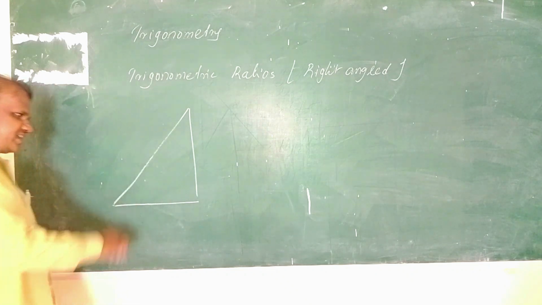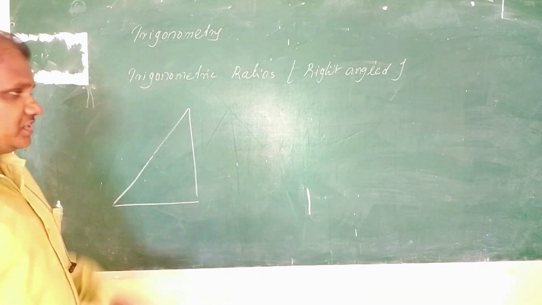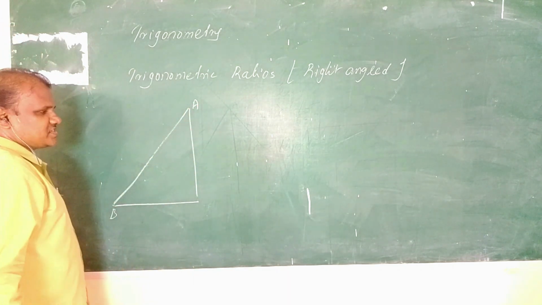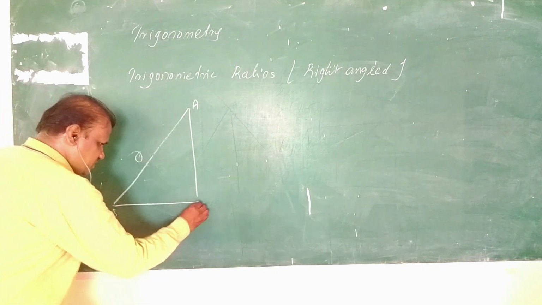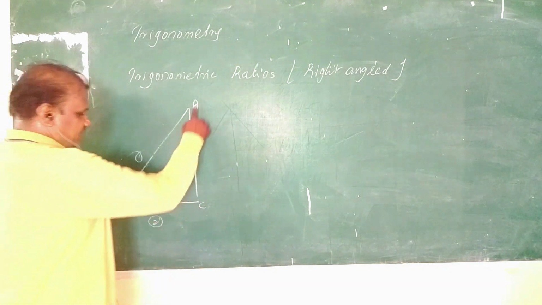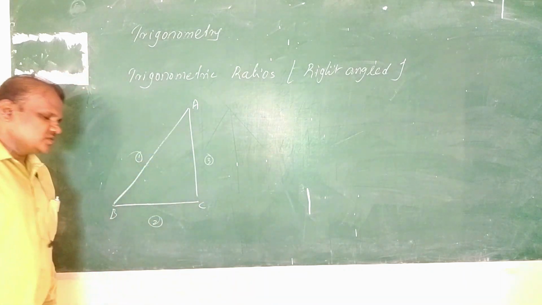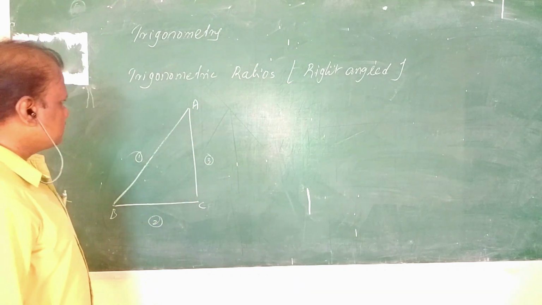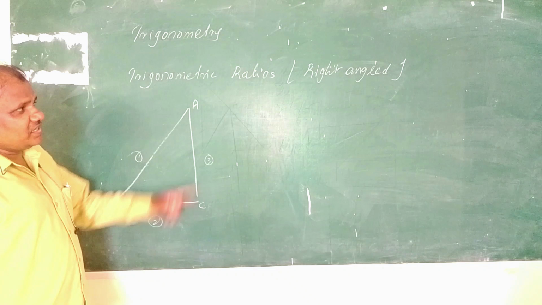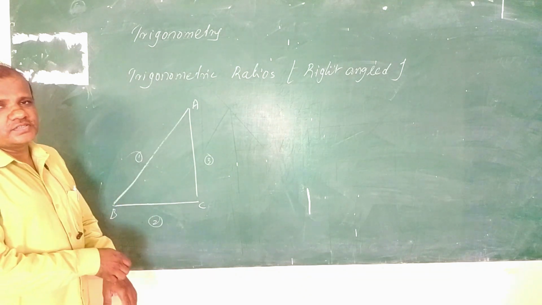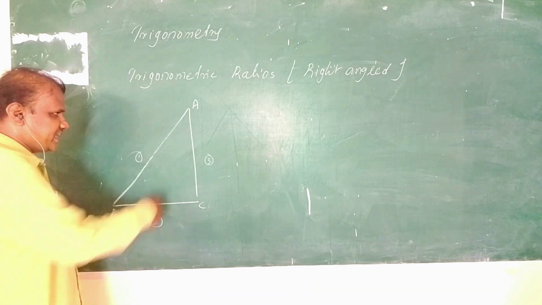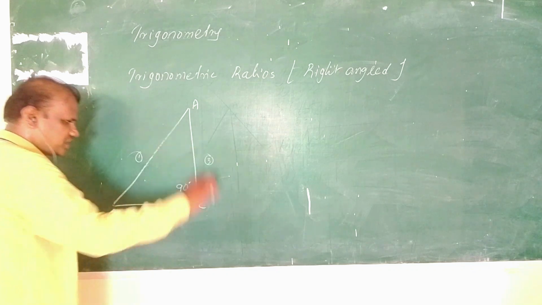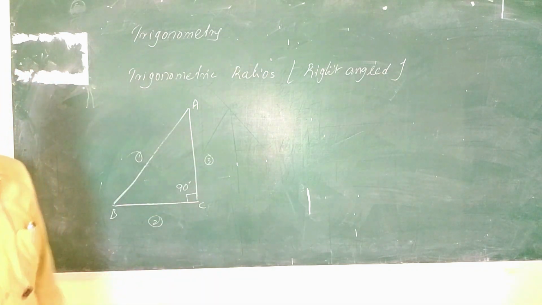What is meant by a right angled triangle? It is a polygon with three sides. AB is one side, BC is the second side, and AC is the third side. A triangle is a polygon in which we have only three sides. But a right angled triangle is a triangle in which two sides, AC and BC, are perpendicular to each other. That is called a right angled triangle.